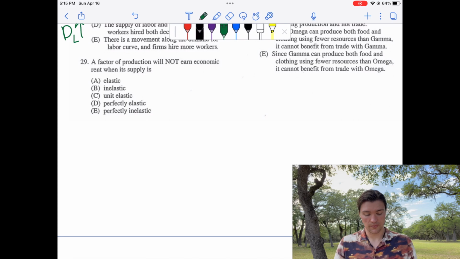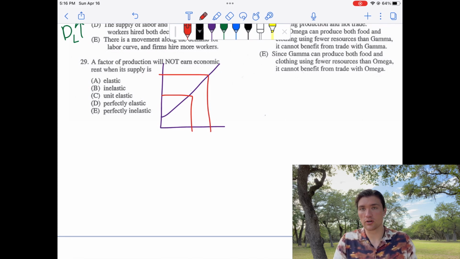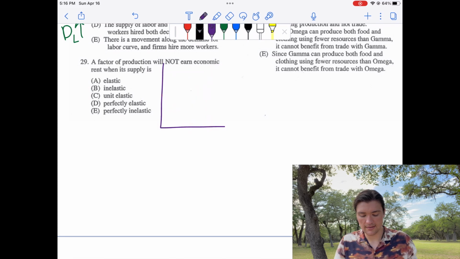Now number 29. A factor of production will not earn economic rent when its supply is blank. Basically, if your supply, let's say, looks like this, it's elastic, okay? If you increase your price, then you're going to be increasing your quantity, and then you're going to be able to sell more and make more stuff. So economic rent is possible here. However, what if it was perfectly elastic? Well, if it was perfectly elastic, then your price never changes. So since your price never changes, you'll never have economic rent. So 29 will be D.